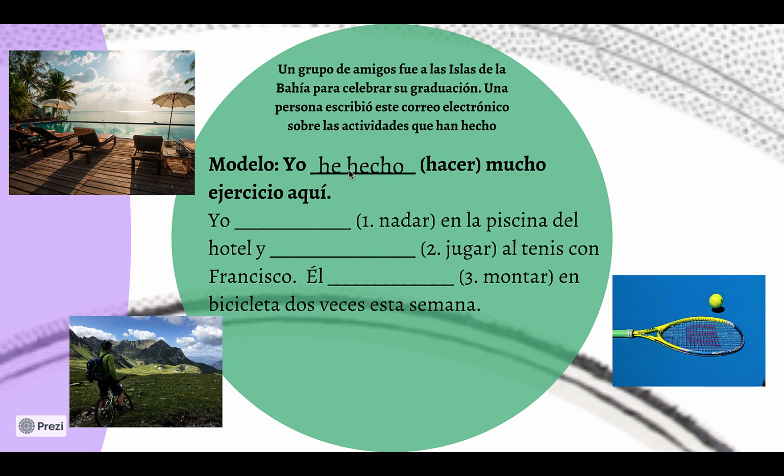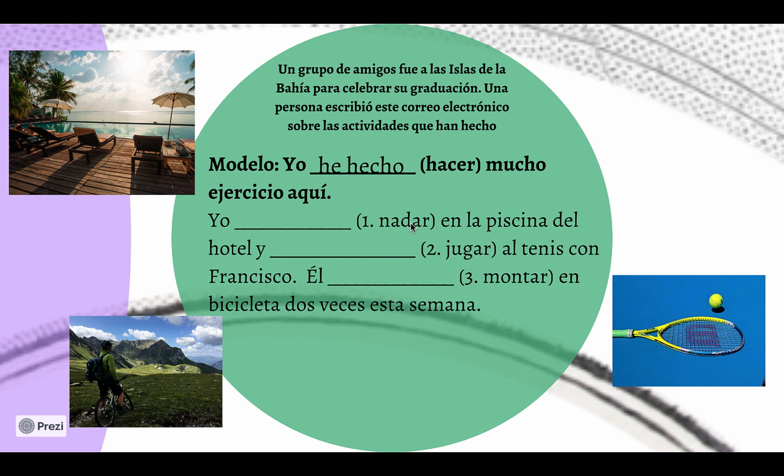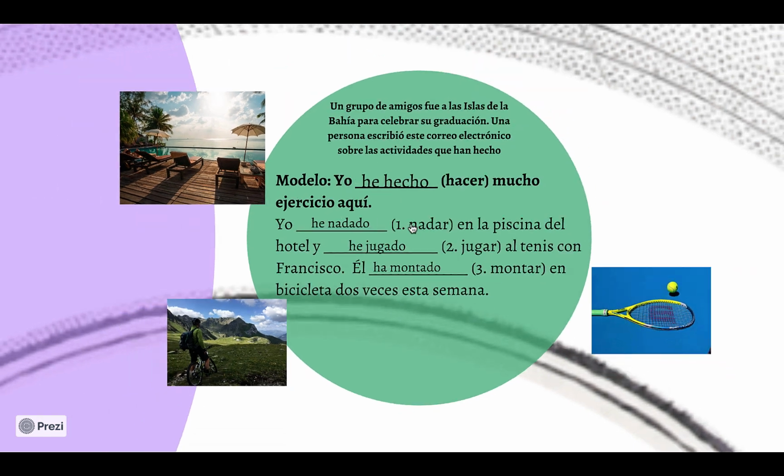Okay, so let's see if you got it right. Yo, uno, is nadar, right? So how do you find the present perfect for this? So, yo he nadado. Muy bien. Yo he nadado en la piscina del hotel y he jugado al tenis con Francisco. Él ha montado en bicicleta 2 veces esta semana.